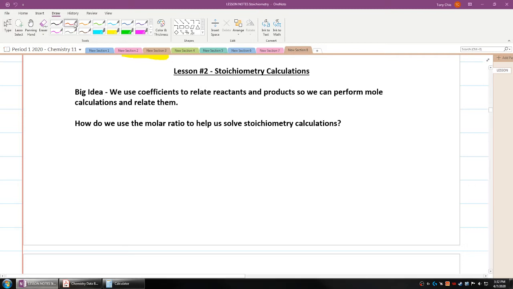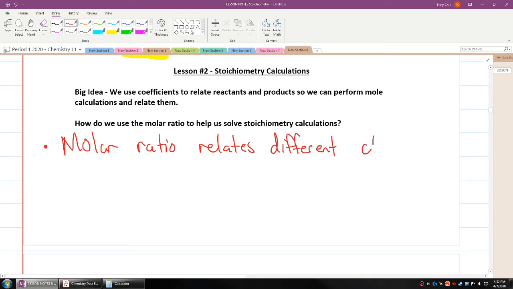So what do we have to do? Well, we all know that mole ratios allow us to relate between different types of chemicals. So the mole ratio, the molar ratio, relates different chemicals. Now we can call this mole ratio a different name. We actually have a name for it that a lot of people use. It's called the mole bridge, in that it bridges your different chemicals.